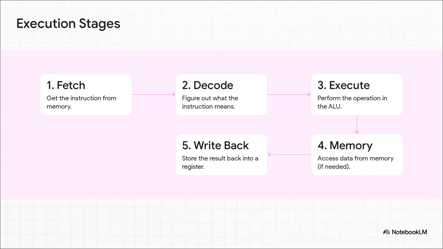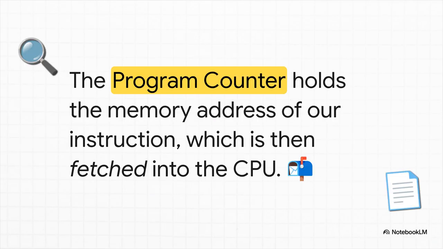Every single instruction goes through a kind of assembly line inside the processor, which we usually call a pipeline. For our simple RISC-V instruction, it's a 5-step process: fetch, decode, execute, memory access, and finally, write back. Let's walk through it. First up, fetch.